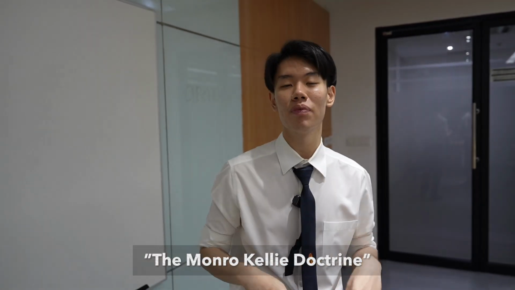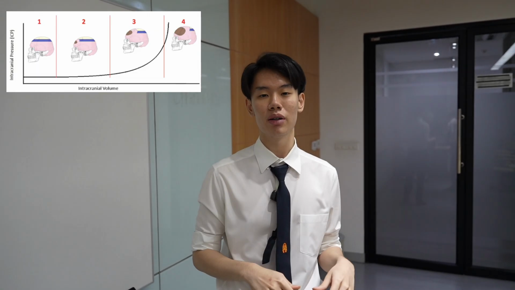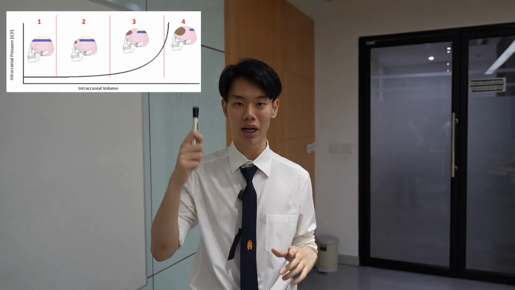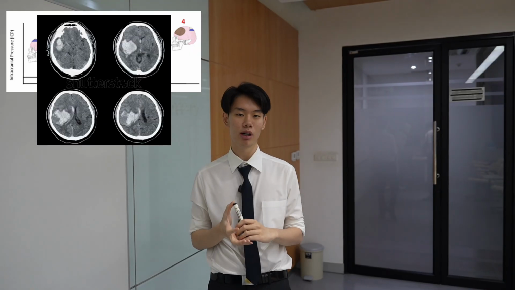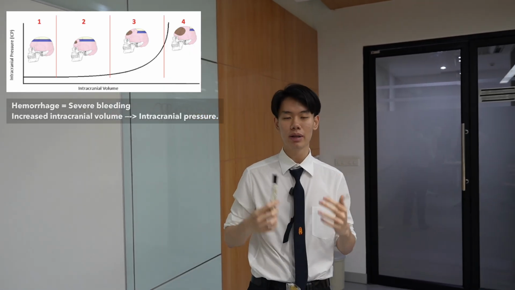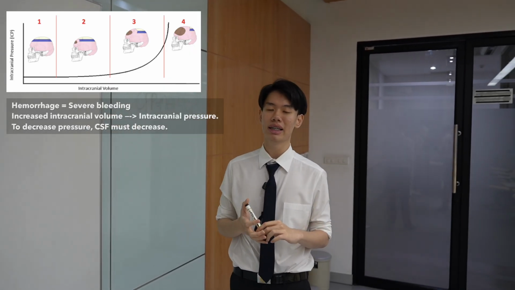Now moving on to the second term, the Monro-Kelly doctrine. This states that the cranial compartment is a rigid box containing the three components as mentioned before. So if one of the components rises, the other two will need to drop down. In this case, the patient has a hemorrhage. So to decrease the pressure, the body tries to squeeze the CSF out.